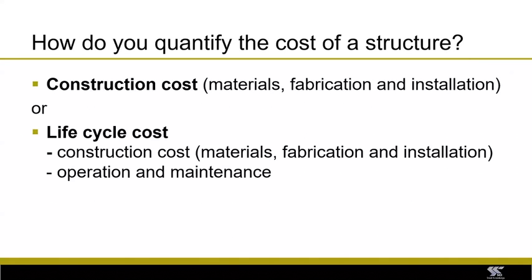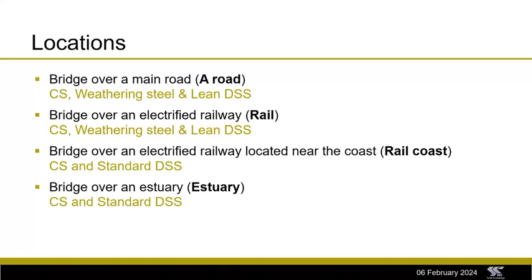Life cycle costing. This is where you consider both the cost at construction and also operation and maintenance throughout the life of the bridge. So to define maintenance, we had to come up with some locations. So we chose 4 locations: a bridge over a main road, bridge over a railway, a bridge over a railway near the coast, and a bridge over an estuary. And each of these had different levels of maintenance difficulty.